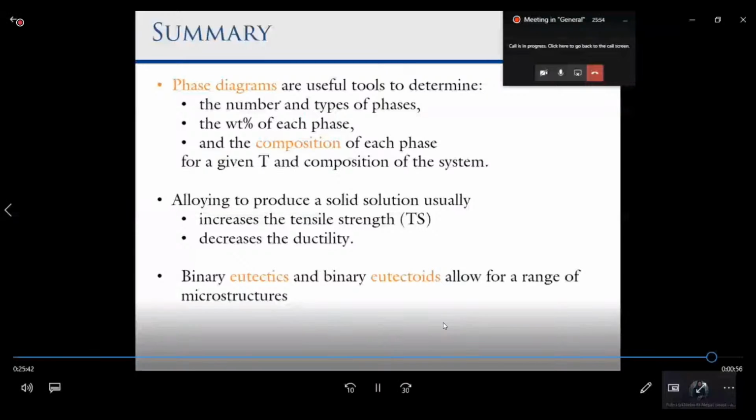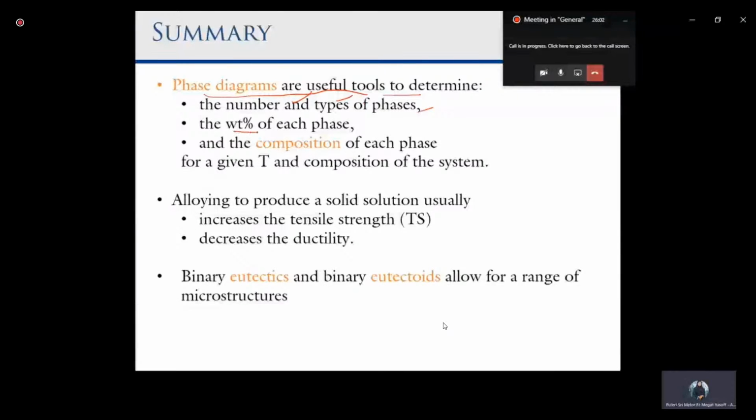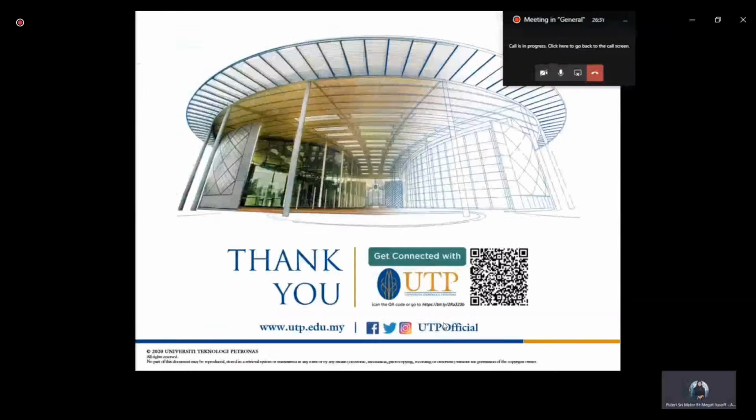We realize that phase diagrams are useful tools to determine the number and types of phases, the amount of each phase, and the composition of each phase, given the temperature and the composition of the system. We also know that alloying to produce a solid solution usually increases tensile strength and decreases ductility. Also, binary eutectoids allow for a range of microstructures. You can see how colorful and rich they are. Alright, so that's it about phase diagrams.